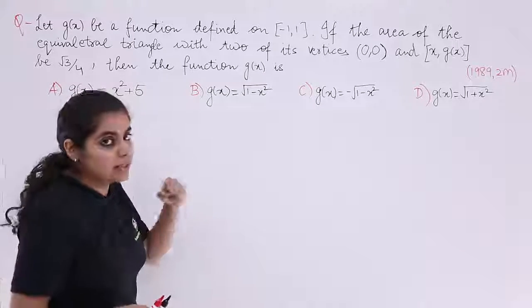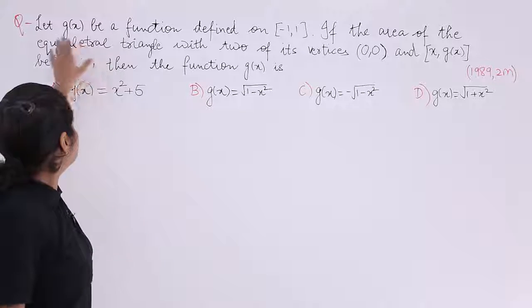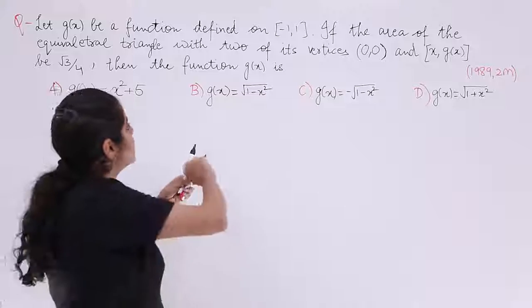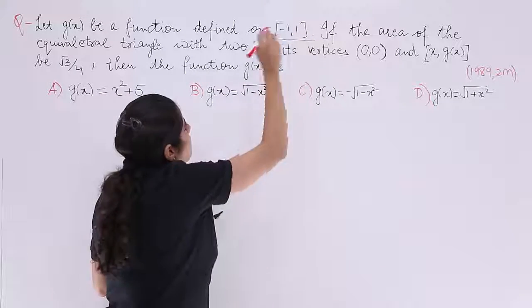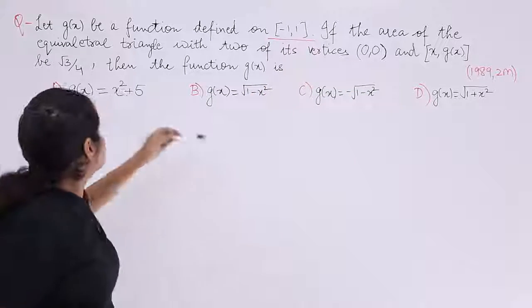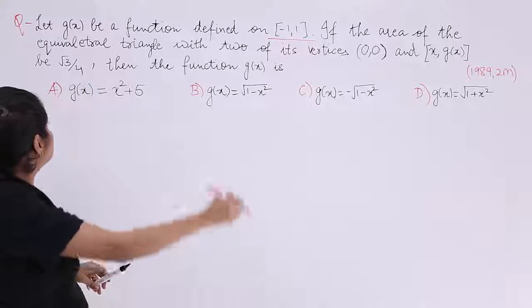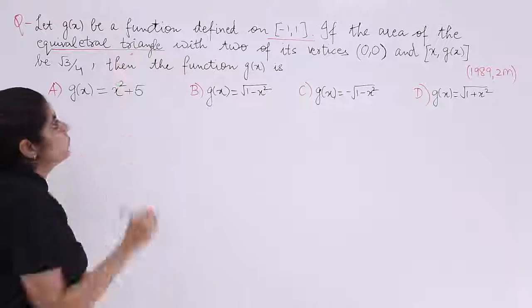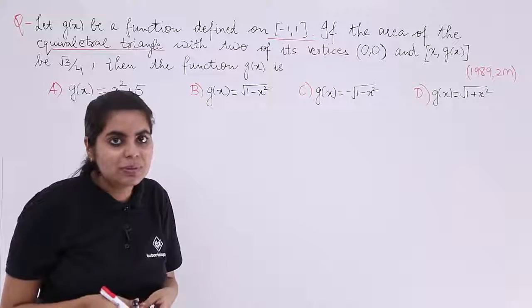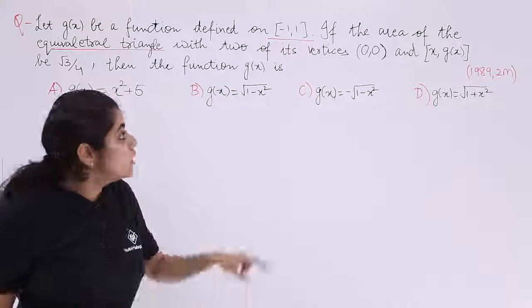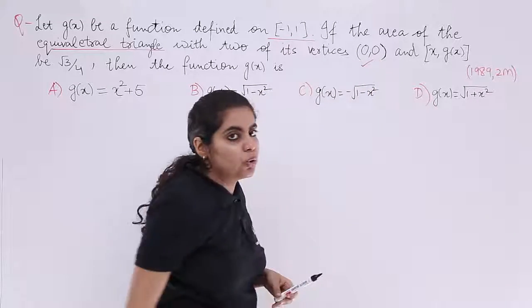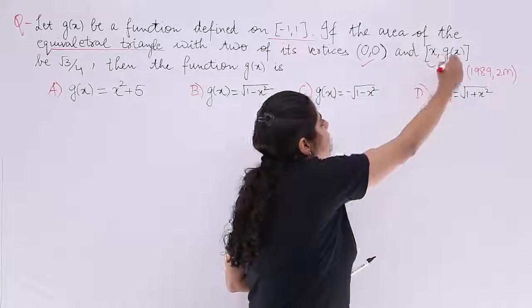Let's read the question together. Let g(x) be a function defined on -1 to 1. Whatever is important, we will be highlighting it. If the area of the equilateral triangle, so I have an equilateral triangle given to me and 2 vertices of the triangle are already given. I know that in a triangle we have 3 vertices. So 2 of its vertices are given. The first is (0, 0) and the second vertex is (x, g(x)).